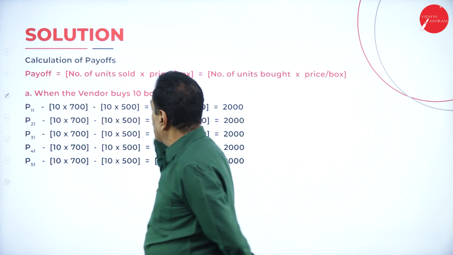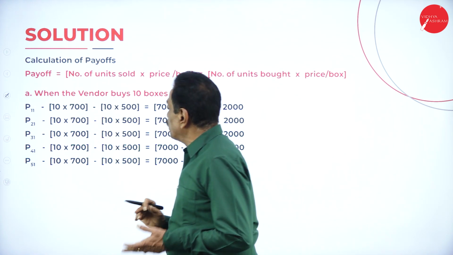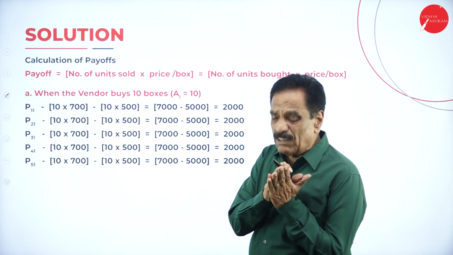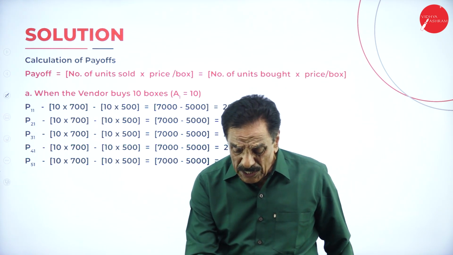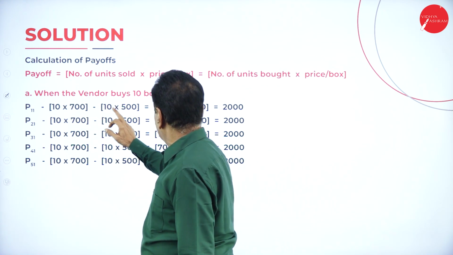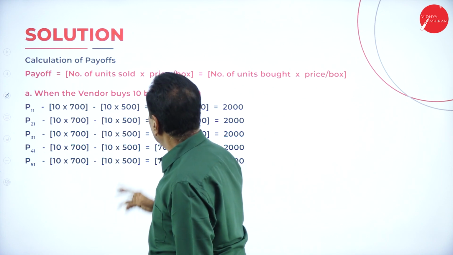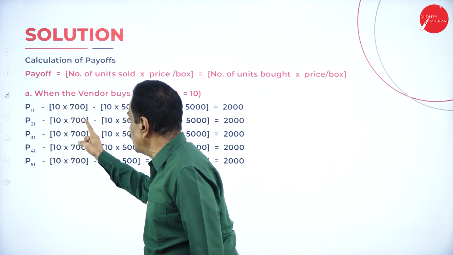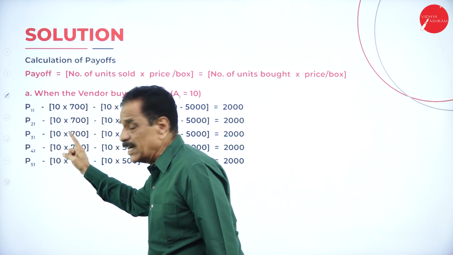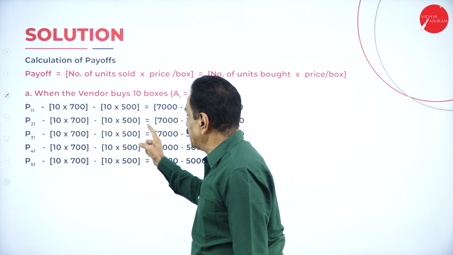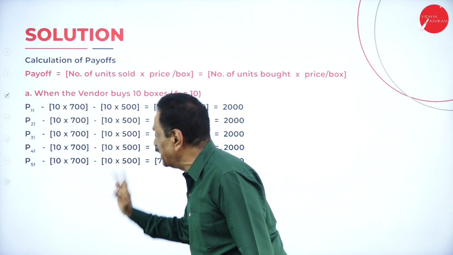So when the vendor buys 10 boxes, and sells at rupees 700, this is called an alternative action. How to do this alternative? I'm going to explain. Here 10 into 700, 10 into 500 you have to do. When they sold 11 boxes, it is 11 into 700, and here 11 into 500, like this.